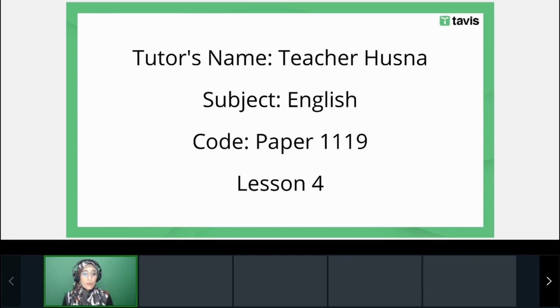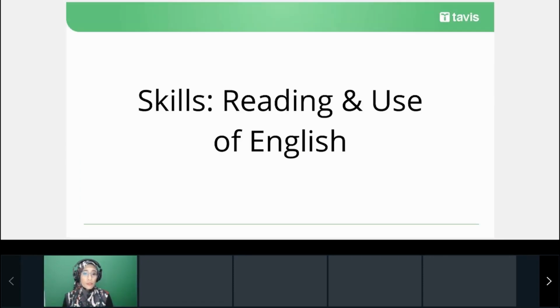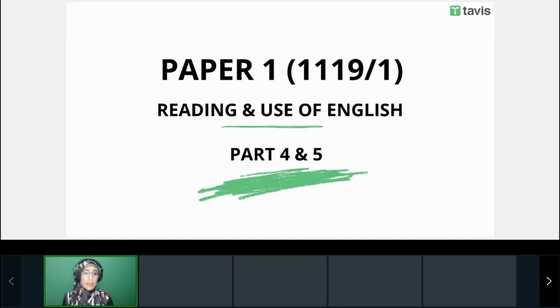As you all know, your English SPM paper code is 1119. So for paper 1, it's 1119/1. So today we'll be focusing on still paper 1 because there are a lot of parts. There are 5 parts in paper 1. So today we are going to be looking at part 4 and part 5. All right. So here we go.